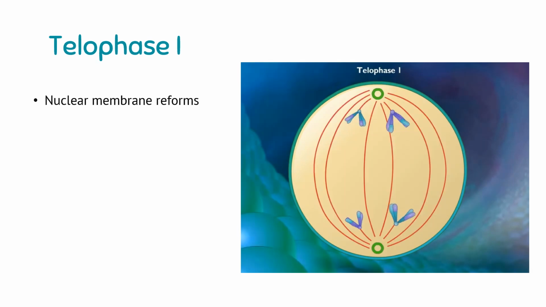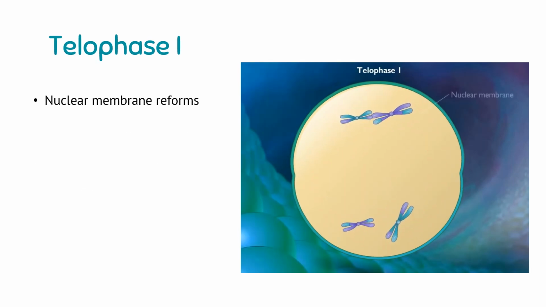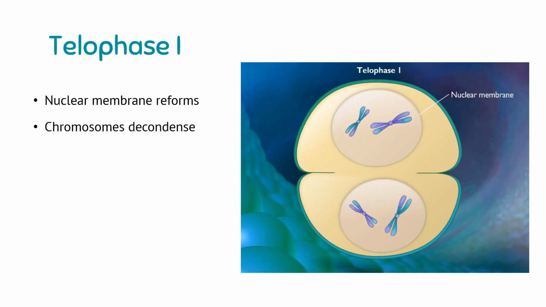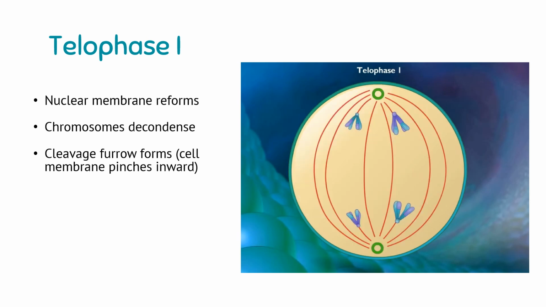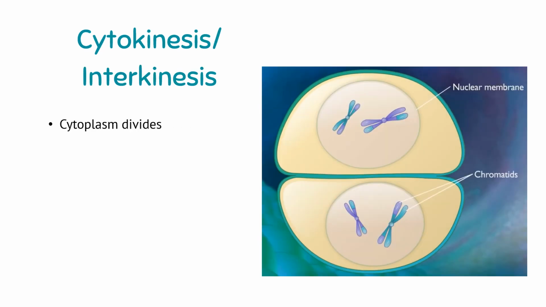And we have telophase 1, so the nuclear membrane begins to reform, the chromosomes decondense, and a cleavage furrow forms. That is the cell pinching inward. So now we are done with meiosis 1 and we have cytokinesis. So we know this is when the cytoplasm divides. And at the end of this, we have two separate haploid cells.